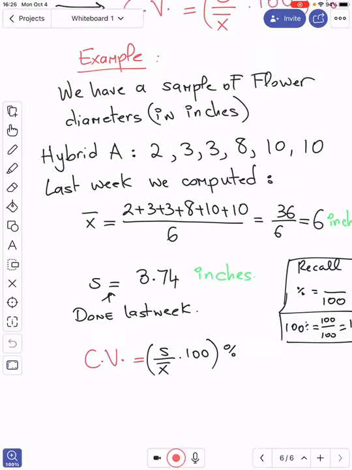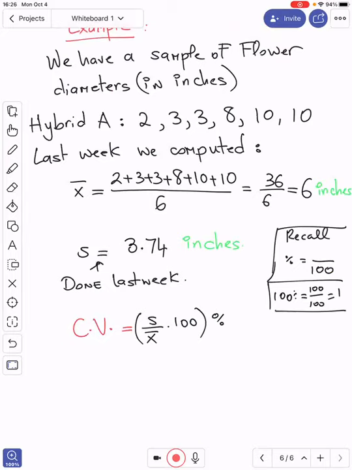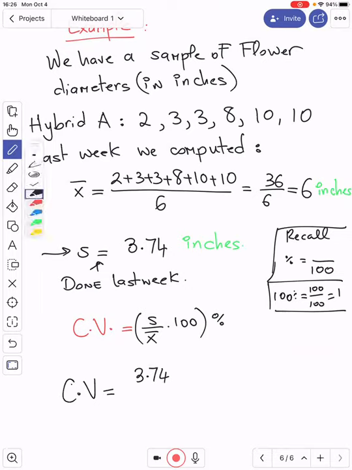So anyway, in our example, the coefficient of variation is going to be S, which, as I said, is 3.74 inches, over X bar, which is 6 inches.